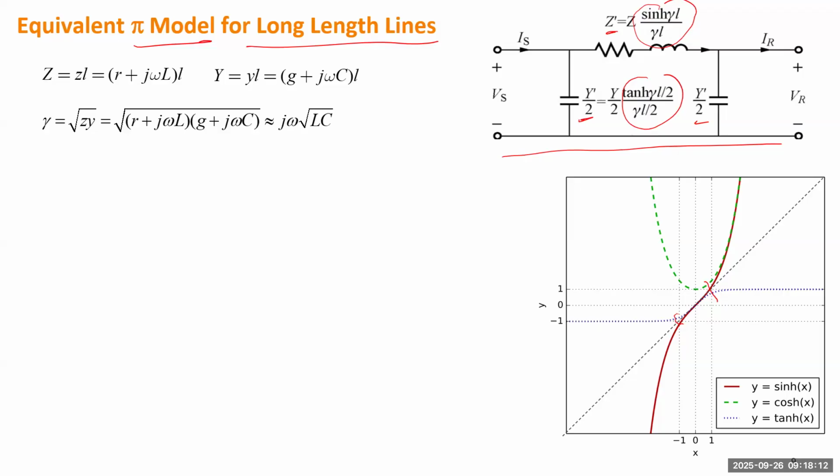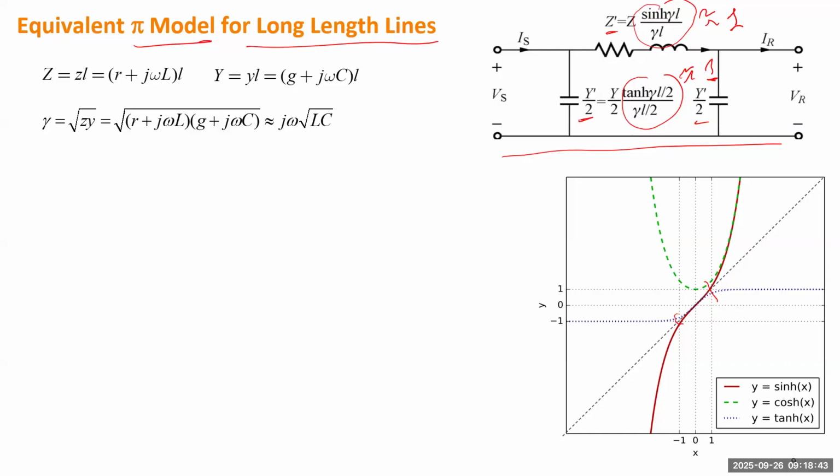Which is similar to another function, the tangent function. The tangent function is this blue one. So it's very different from the red curve. But if we zoom in on a small region near the origin, it can be very similar to a straight line. Which means those two factors can be very close to 1 if gamma L is small enough, close to 0.